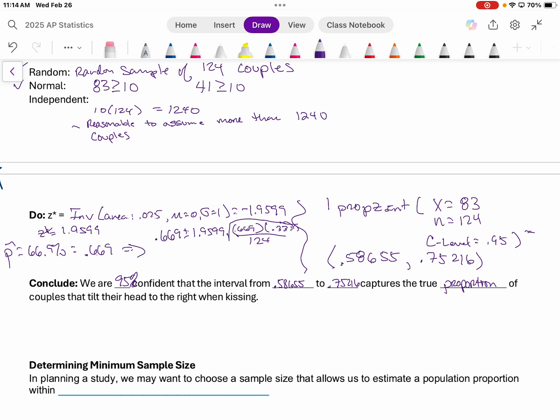Again, the one prop Z int feature is a lot faster. It is a time saver. Okay, so I would highly recommend doing that from here on out.